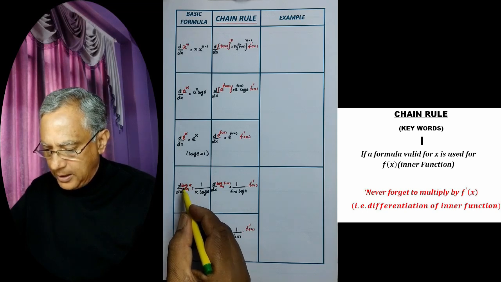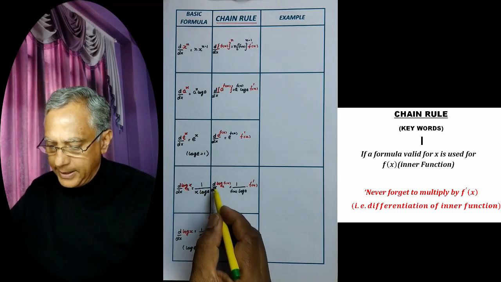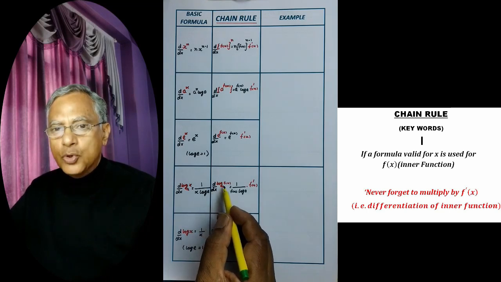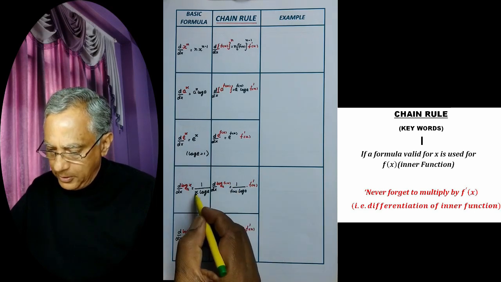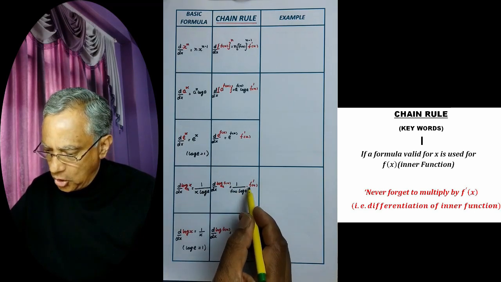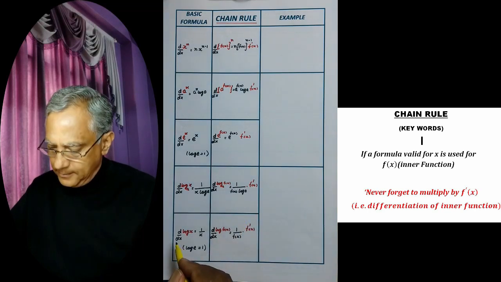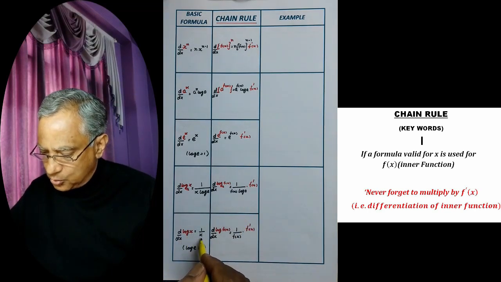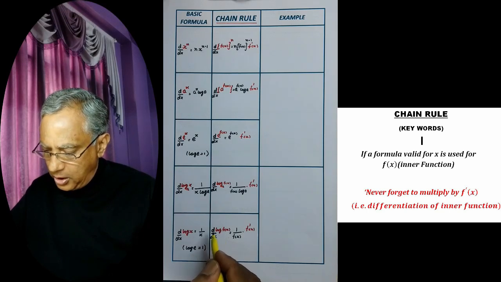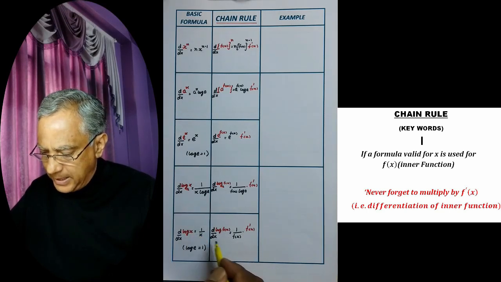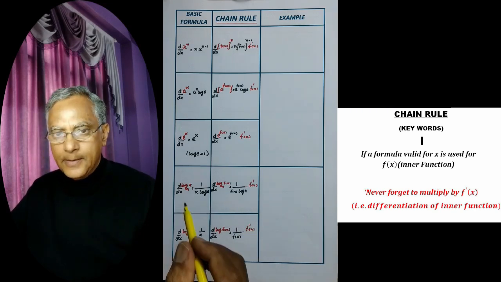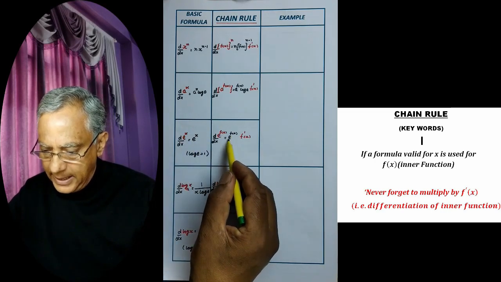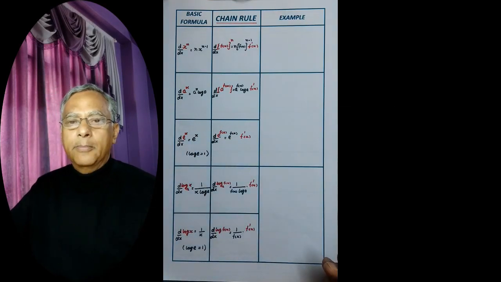d by dx of log x to the base a is 1 by x log a. If this formula is used for f(x), d by dx of log f(x) to the base a will be 1 by f(x) log a into f dash x. d by dx of log x is 1 by x. For d by dx of log f(x), replace x by f(x), so this will be 1 by f(x) and multiply by f dash x. Replace x by f(x) and multiply by f dash x. This is the chain rule.